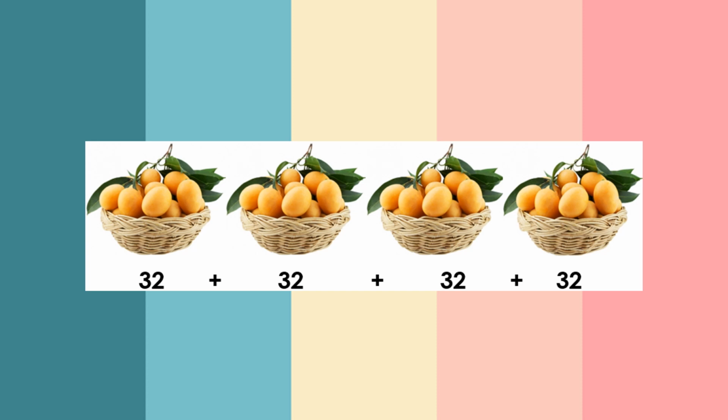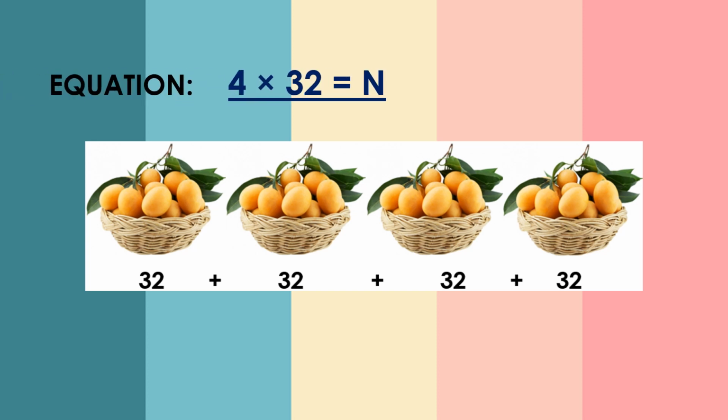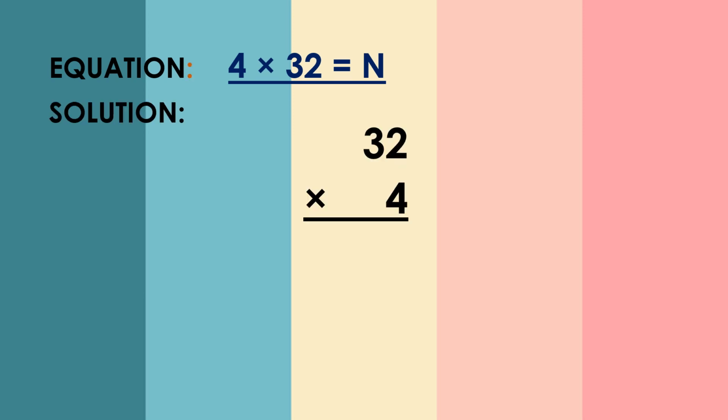To get the total number of mangoes, instead of using repeated addition, we rather use multiplication. Because we all know that multiplication is the shortcut or the shortest way of repeated addition. So we write it in equation as 4 times 32 equals n. So to get the total number of mangoes, we will multiply 32 by 4.